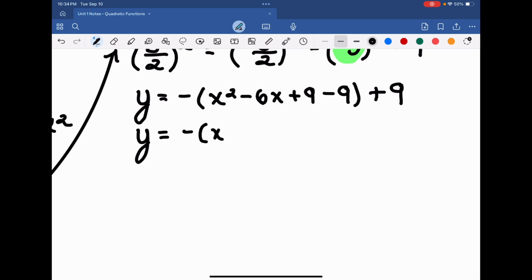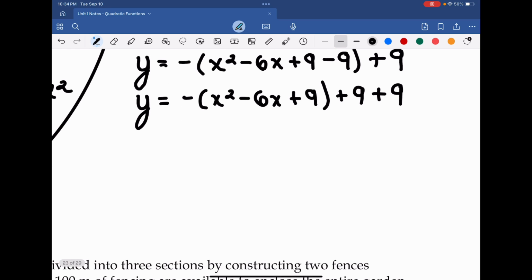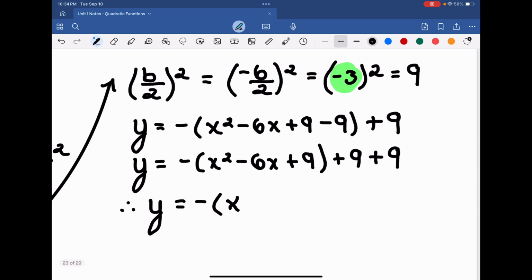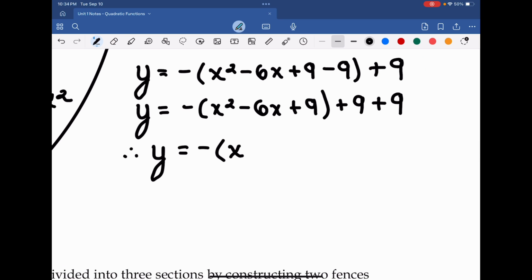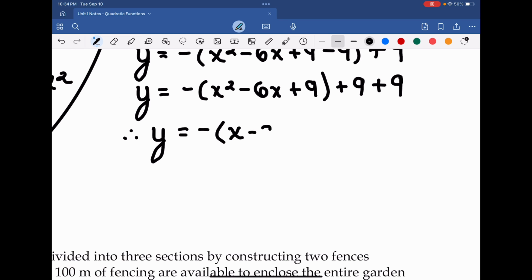Y is equal to negative x squared minus 6x plus 9 bracket, and then negative times the negative gives us positive 9 plus 9. We're going to now convert this and say y is equal to negative x, and then how do we determine the term? Remember, it's the b divided by 2. So instead of x squared minus 6x plus 9, if we factored it, we would get x minus 3 all squared, and then on the outside 18.